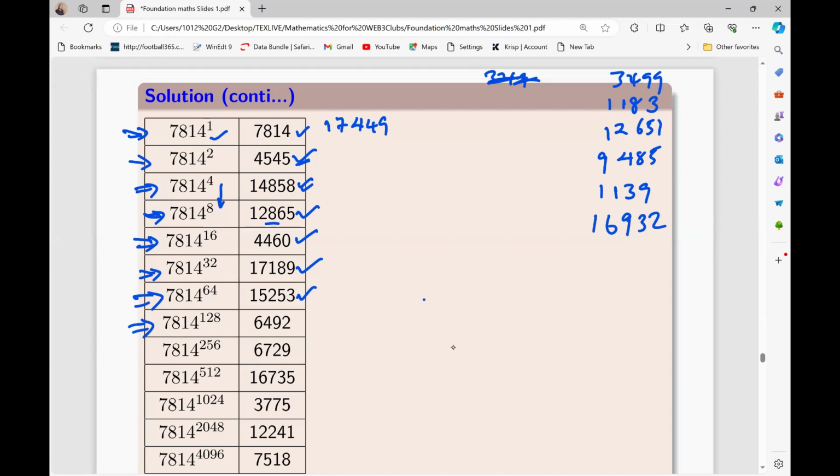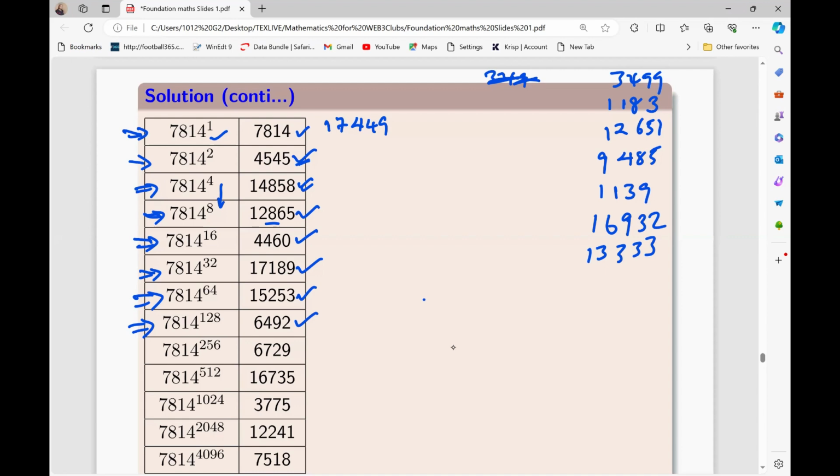Square that line to get the next line. I'm getting 232,654,009 divided by 17,449, which is our divisor. And we find that it goes there 13,333 times. The remainder is 6492.